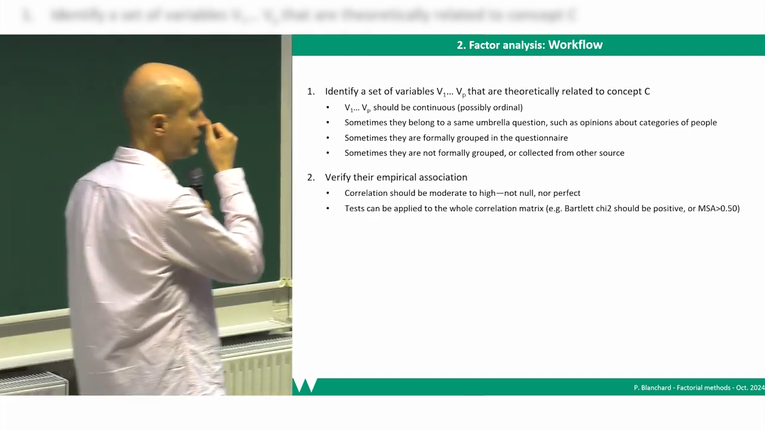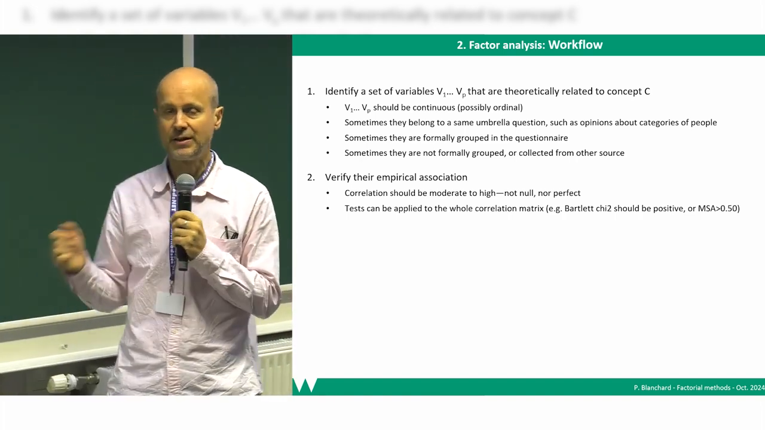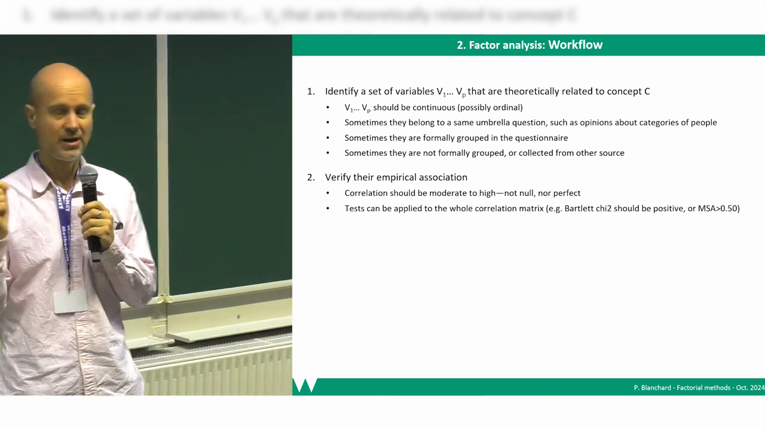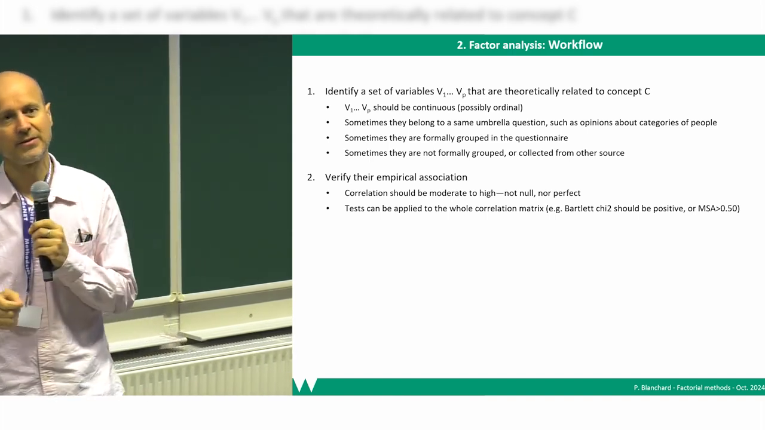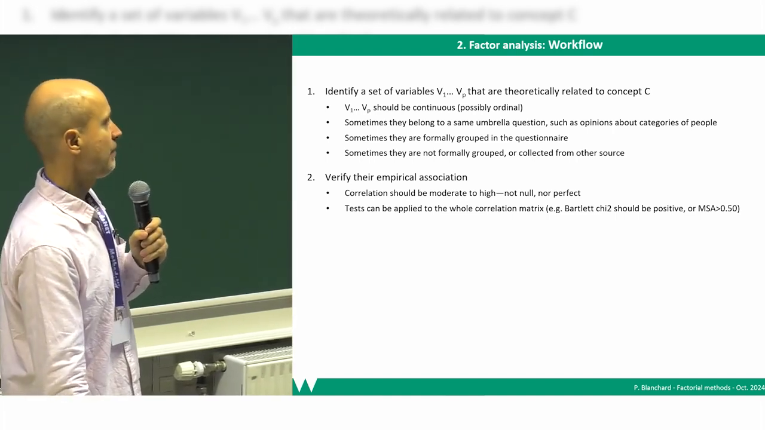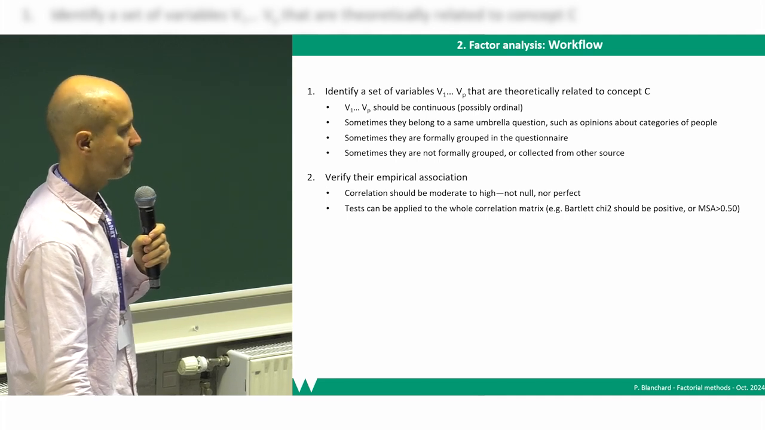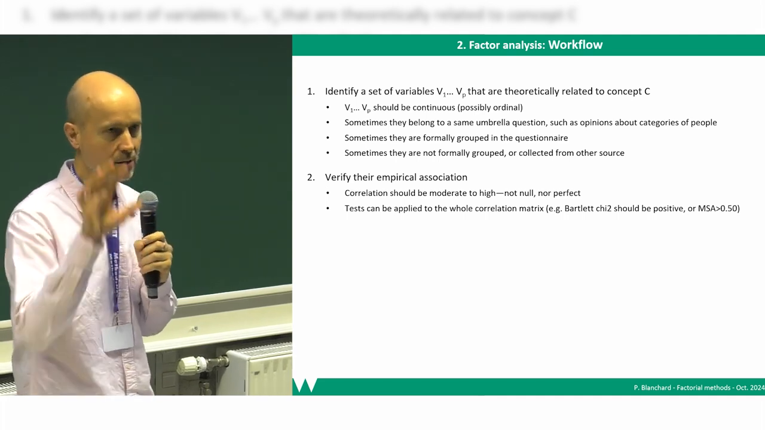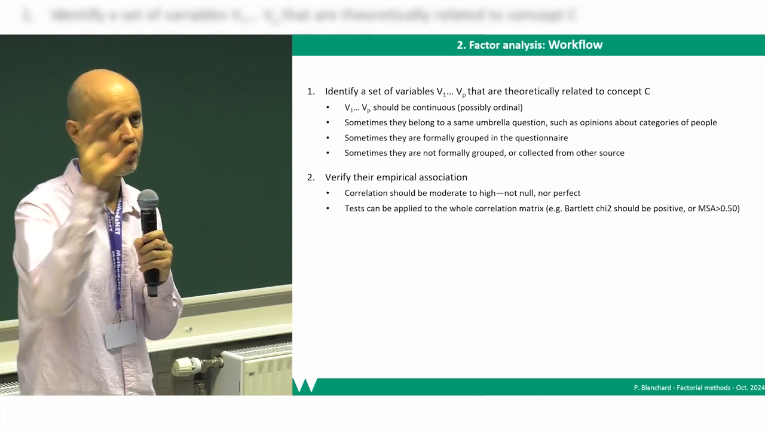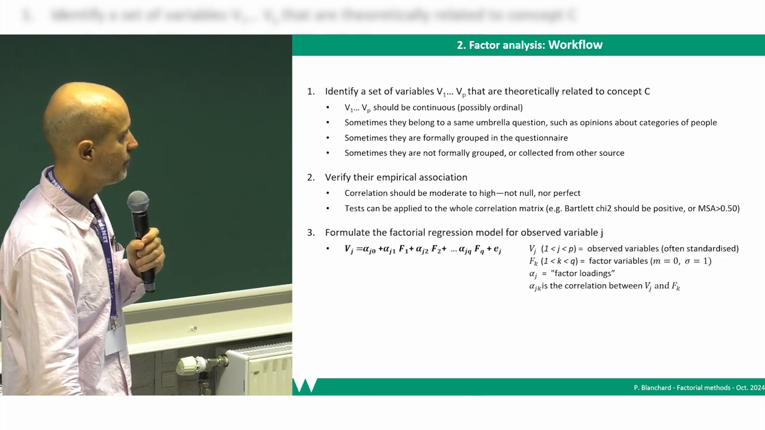Verify their empirical association, again, the question of overlap. So not null, not perfect, and then my students say, wow, so not 0, not 1, but we very seldom have a 0 or a 1. That's true. But it has to be somewhere in between. Okay. And then you can have various kinds of correlation tests, some of which summarize the level of correlation within a whole matrix, which is convenient. We have very straightforward tools for that.